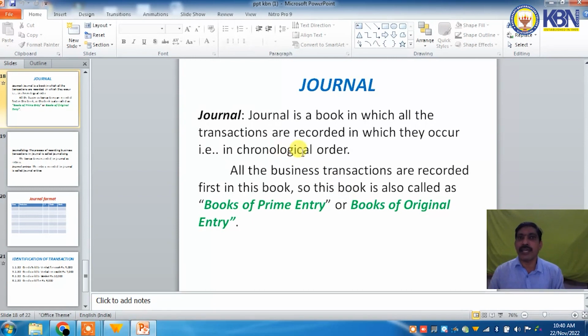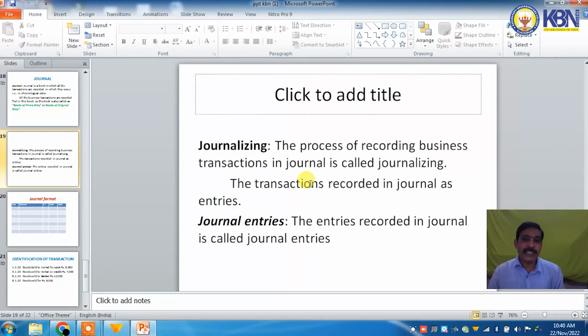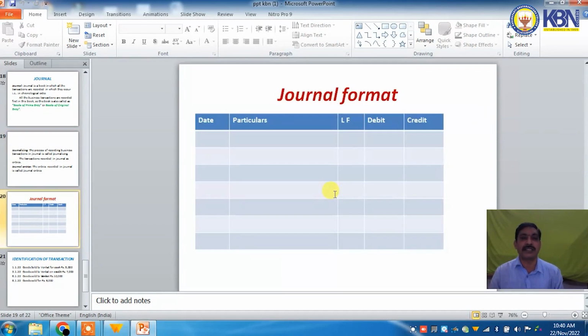Journal is a book in which all the transactions are recorded first. So this book is also called books of primary entry or books of original entry. The process of recording business transactions in journal is called journalizing. The transactions recorded in journal are entries. So the entries recorded in journal are called journal entries.